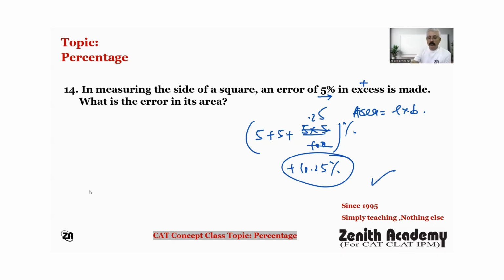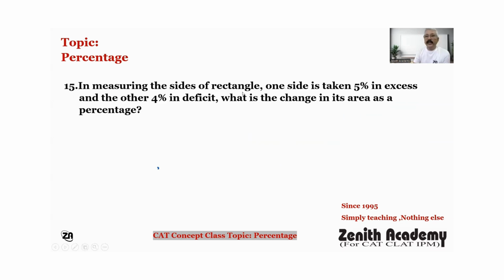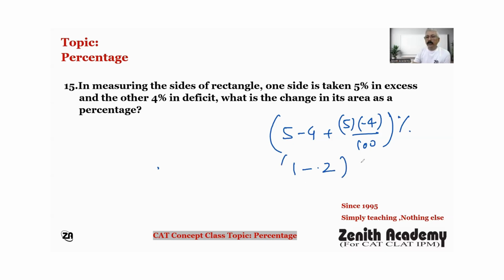Now see the next question. In measuring the sides of a rectangle, one side is taken 5% in excess and the other 4% in deficit. What is the change in its area? So same formula, it is plus 5, it is minus 4, and this is plus 5 into minus 4 by 100. Okay, it is 1 and this is minus 0.2. So it is still coming plus 0.8%. Area will increase 0.8%. This is your answer.